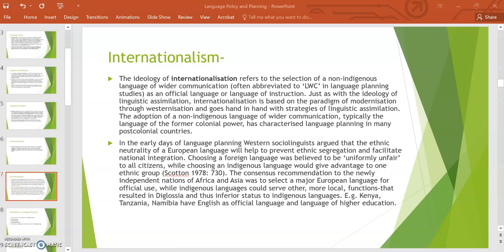The consensus recommendation to the newly independent nations of Africa and Asia was to select a major European language for official use, while indigenous languages could serve other more local functions, which resulted in diglossia and thus inferior status to indigenous languages. Kenya, Tanzania, and Namibia have English as official language and language of higher education.